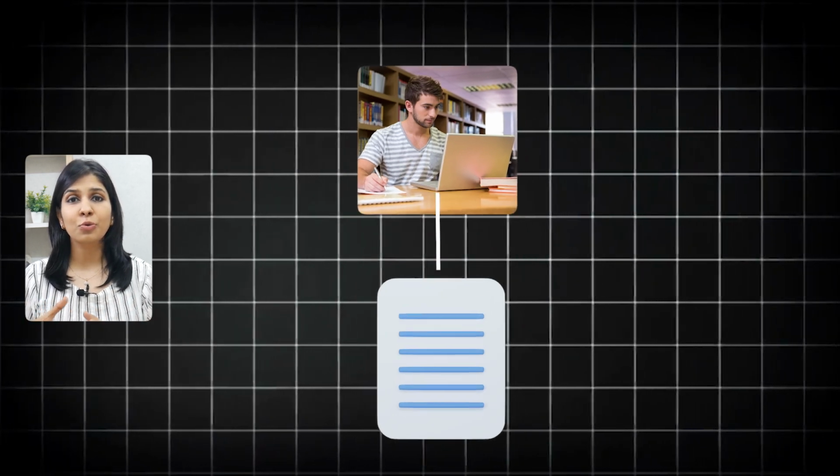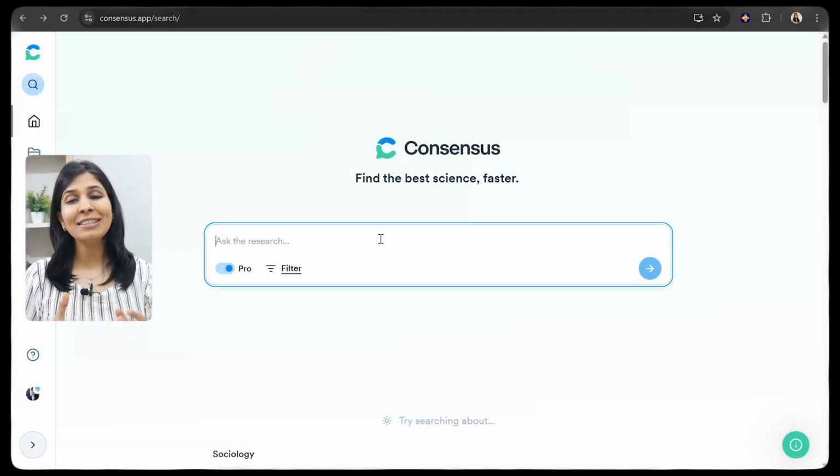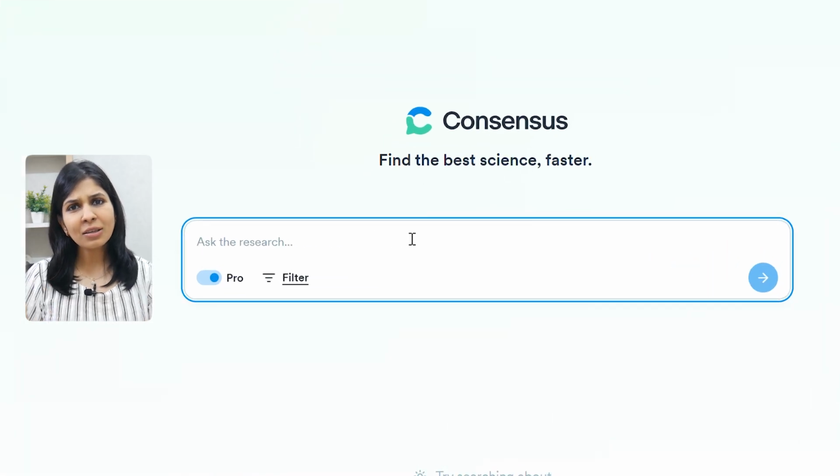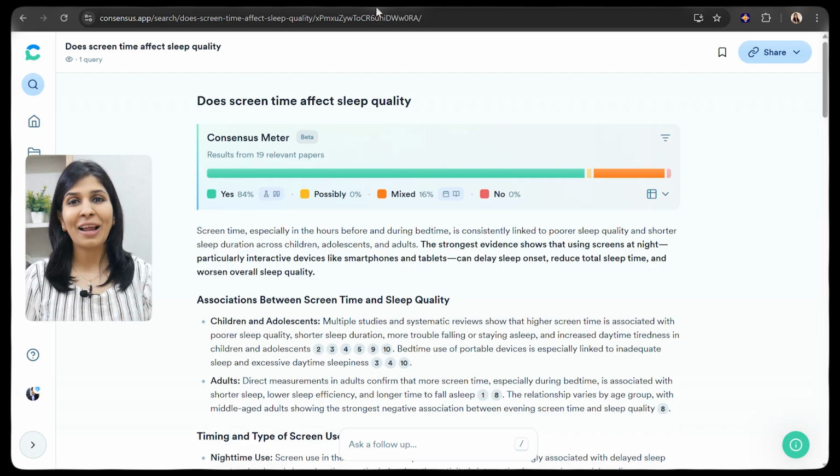Now let's look at the first use case, which is generating literature on the topic. Say you're an undergrad student and your professor asks you to write a paper on the effect of screen time on sleep quality. Now you have no idea where to start. So you go on Consensus and you ask the question, does screen time affect sleep quality? And within seconds, you will have the answer.